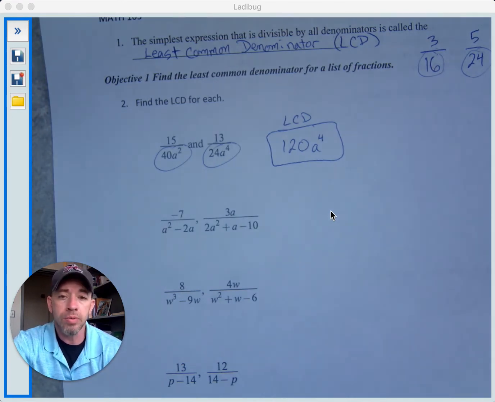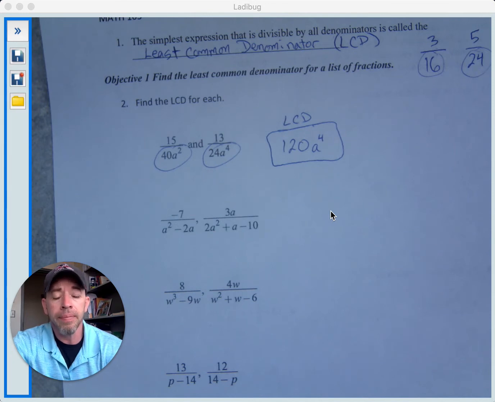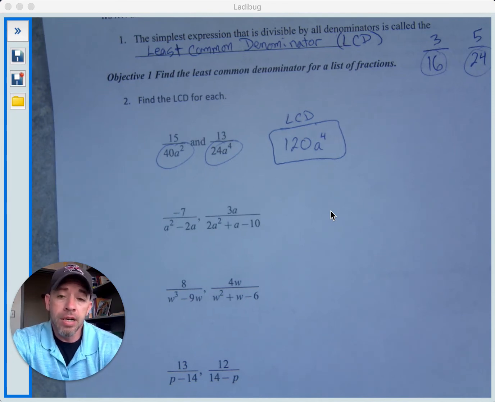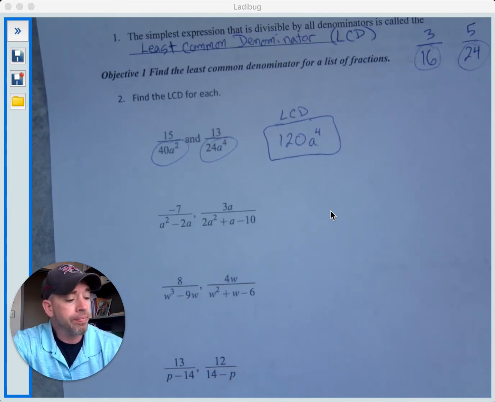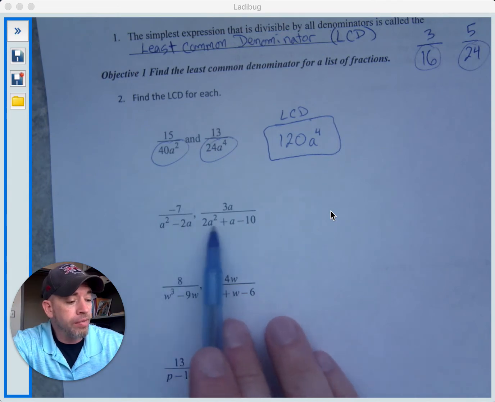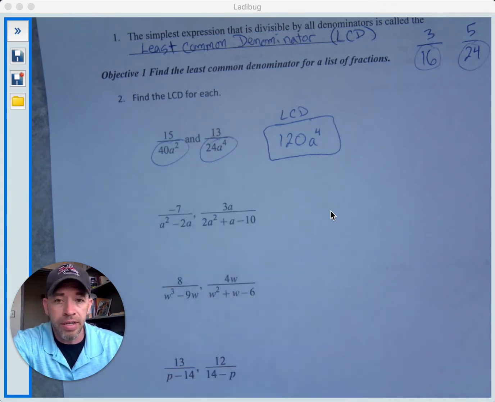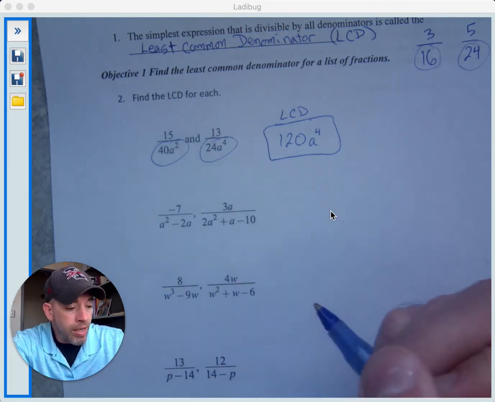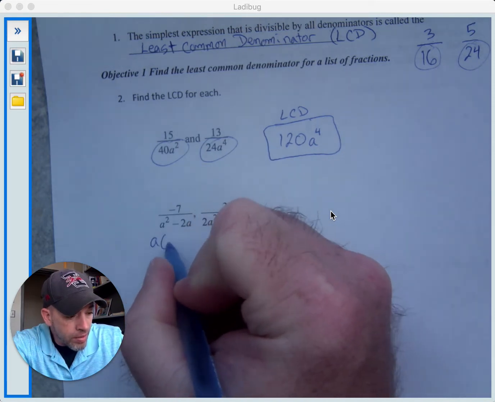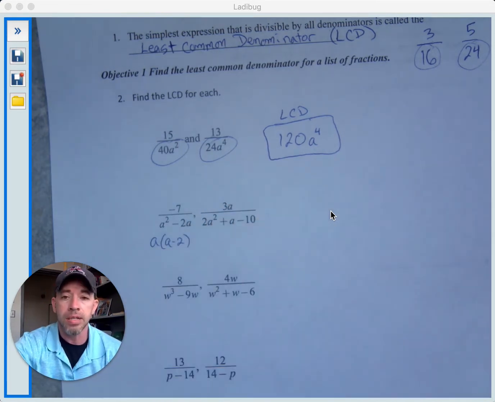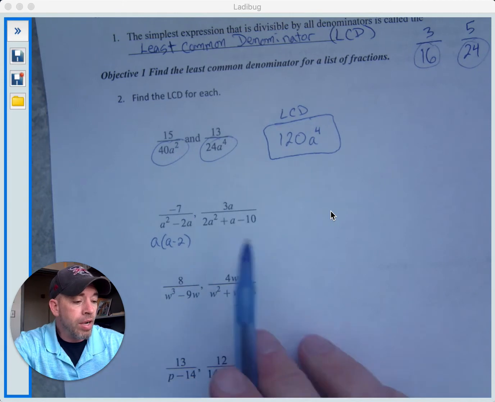Let's look at the next one. Now usually, a lot of times anyway, you'll need to factor the denominators in order to find your LCD. So we have denominators here that can be factored, right? A squared minus 2a, we could factor an a out. So we get a times a minus 2. Here we have a trinomial.